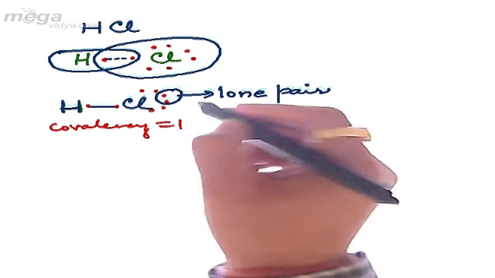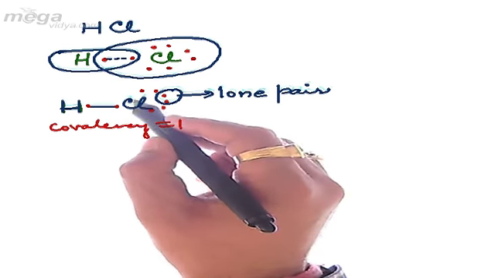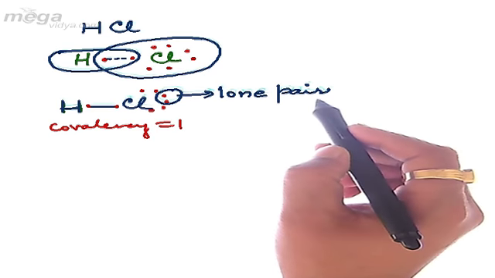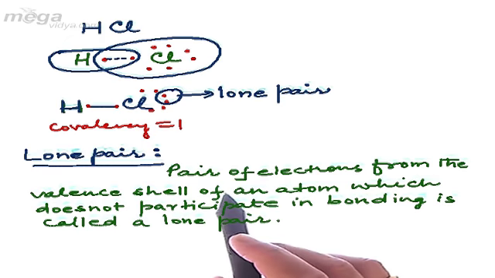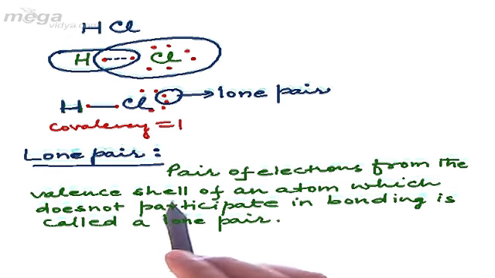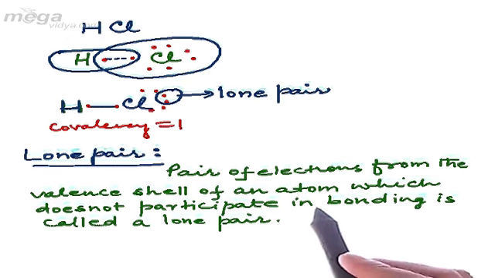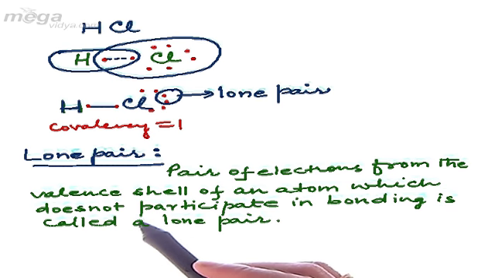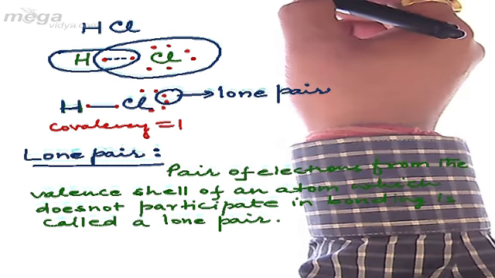Again, whenever a pair of electrons from the valence shell of an atom does not participate in the bonding, we shall call it a lone pair. So we can define it as the pair of electrons from the valence shell of an atom which does not participate in the bonding is called a lone pair. This is how we can calculate the covalency during covalent bonding between two non-metallic atoms. Let's switch over to another example too.